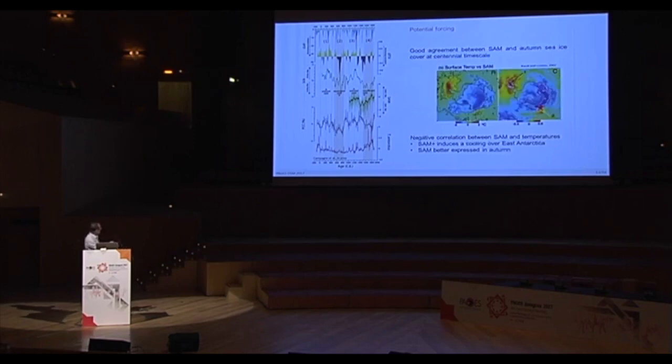Then we also compare the autumn sea ice proxy, diatom-based, with the SAM index that Neroli published a couple of years ago. And again, there is a very good agreement between the SAM index and the terrestrial Antarctica record of the last 1,000 years. This is also in agreement with the modern climatology of Antarctica, whereby a negative correlation between the SAM and the temperatures has been inferred for the last decades, where SAM plus phases induce a cooling over East Antarctica in our region, and the SAM is much better expressed in autumn.